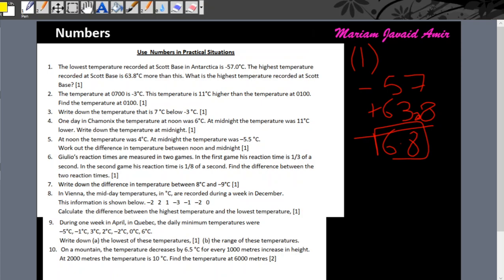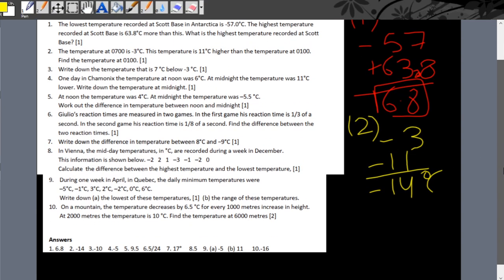Okay, question 2, which says the temperature at 0700 is minus 3. This temperature is 11 degrees higher than the temperature at 0100. So find the temperature at 0100. So minus 3 degrees is actually 11 degrees higher. So we have to go 11 degrees backwards. So we'll subtract these two, minus 3 minus 11 degrees, which will give us minus 14 degrees.